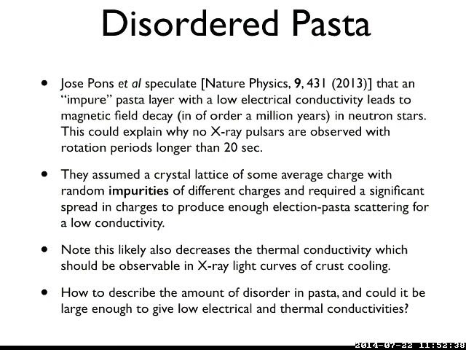So Jose Pons et al. speculate in a recent Nature Physics paper that what they call impure nuclear pasta may have a low electrical conductivity. So the impurities reduce the electron mean free path, giving you this low conductivity, and that could lead to magnetic field decay in neutron stars. Okay?